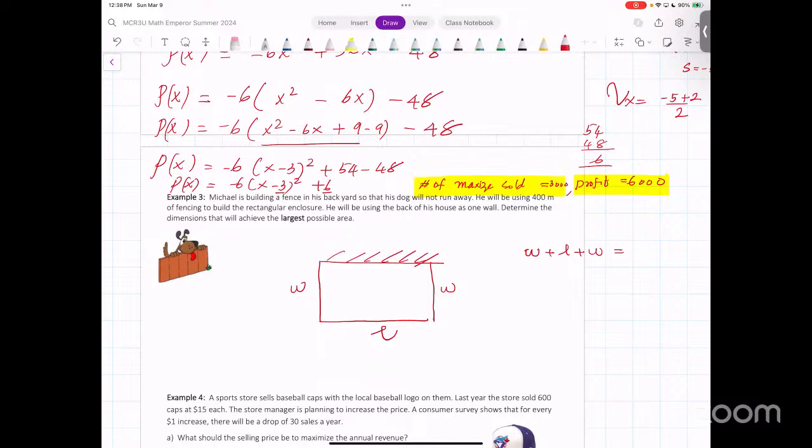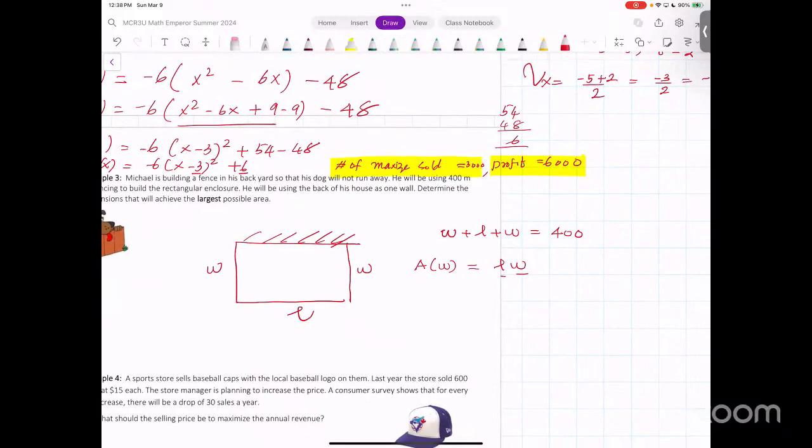Correct. That should be 400 because that's the amount of fencing I have, isn't it? The area, let's call this A in terms of W, is L times W. But unfortunately, I've got two variables here, isn't it? I want A in terms of W. Let's isolate for L. 2W plus L is 400.